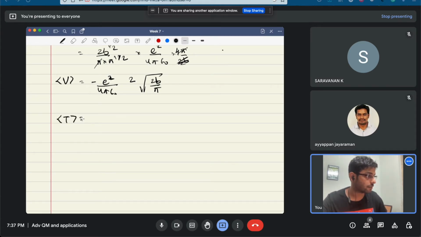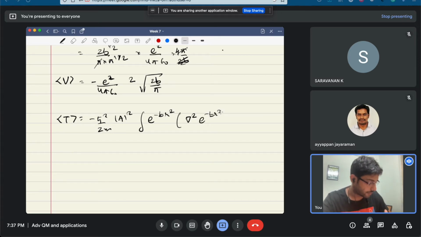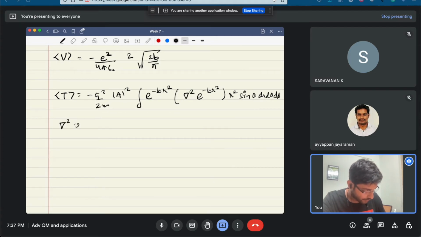term we have 2m mod a square per minus br square, and we have a delta nabla, the double derivative, sine theta dr d theta d phi. Okay, now to calculate the derivative, since it only depends on r, we don't need to consider all the other factors, that is the theta and phi. So we only have to take the derivative with respect to r.